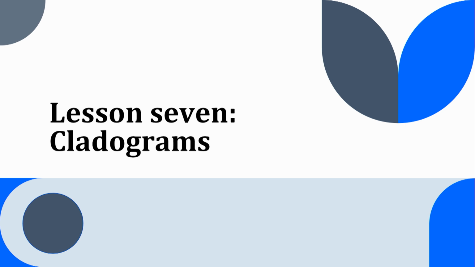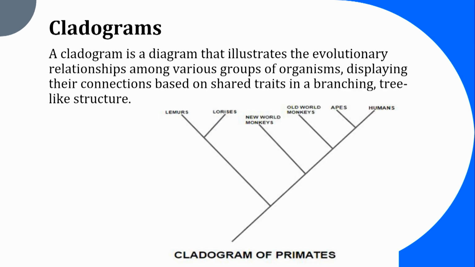All right, so let's get started. Let me give you the definition of a cladogram first. So this is what a cladogram looks like. A cladogram is a diagram that illustrates the evolutionary relationship among various groups of organisms, displaying their connections based on shared traits and a branching tree-like structure.